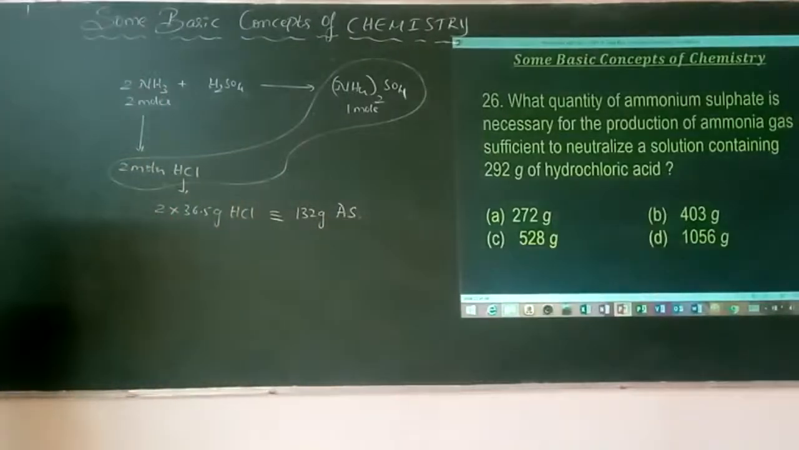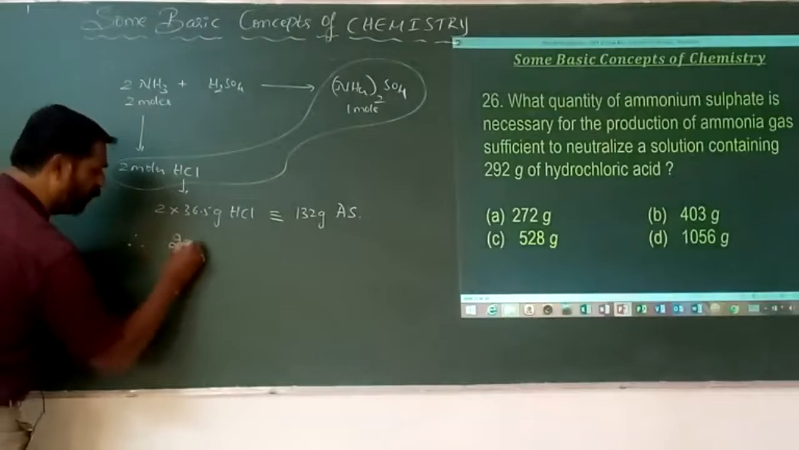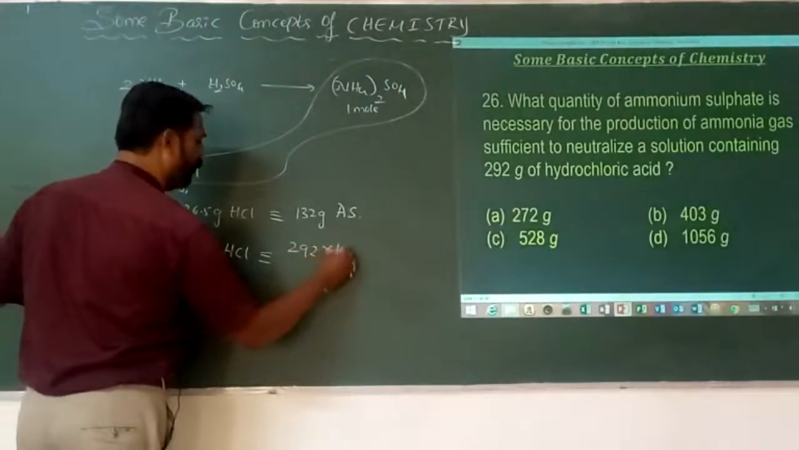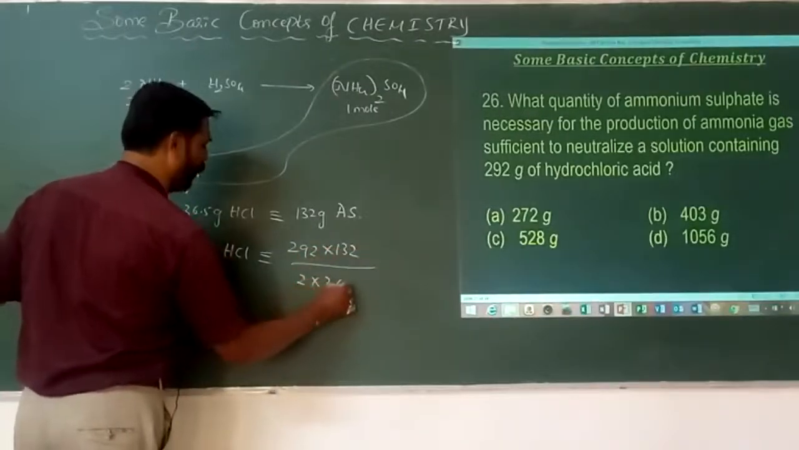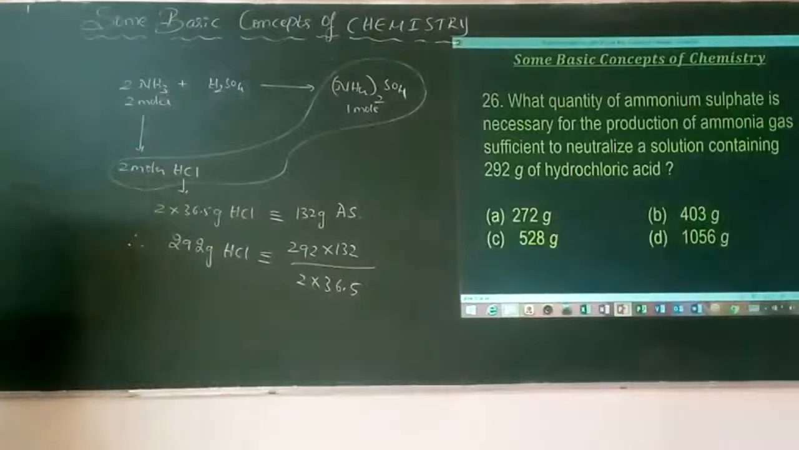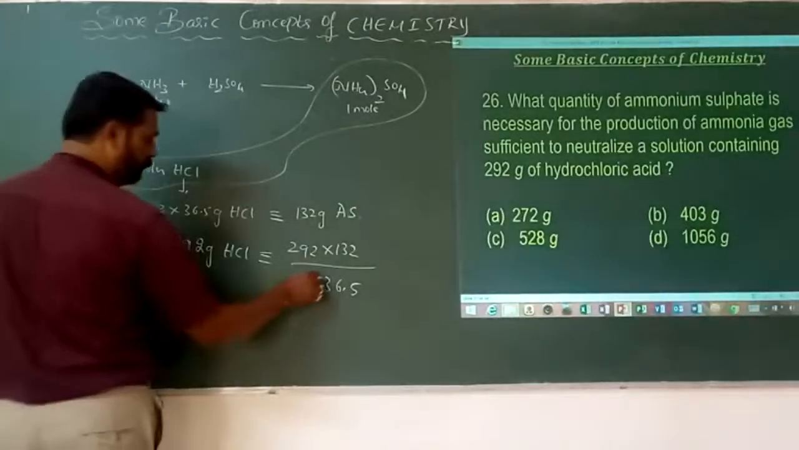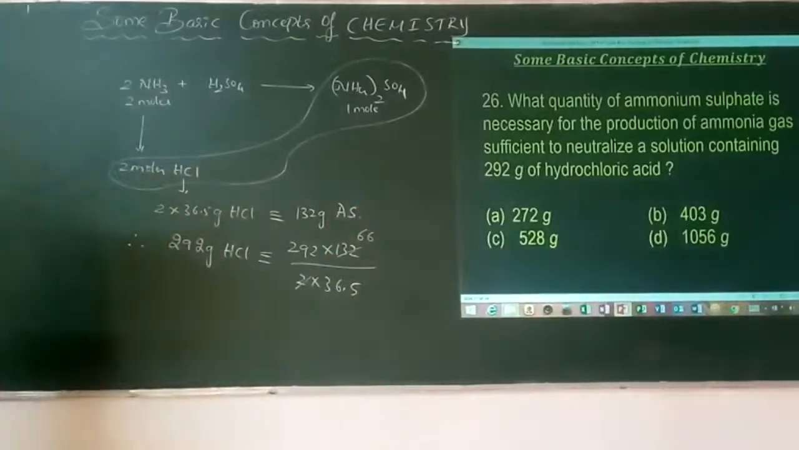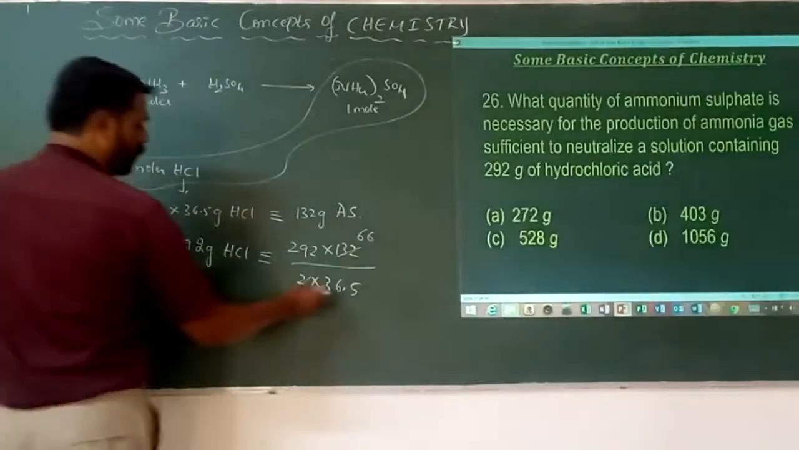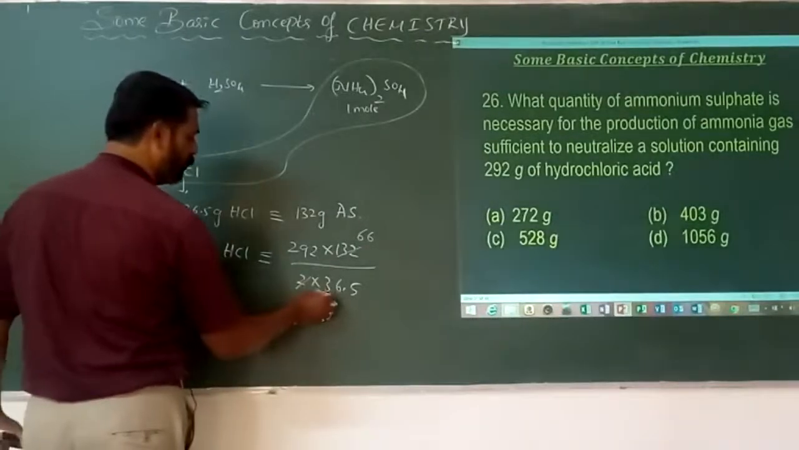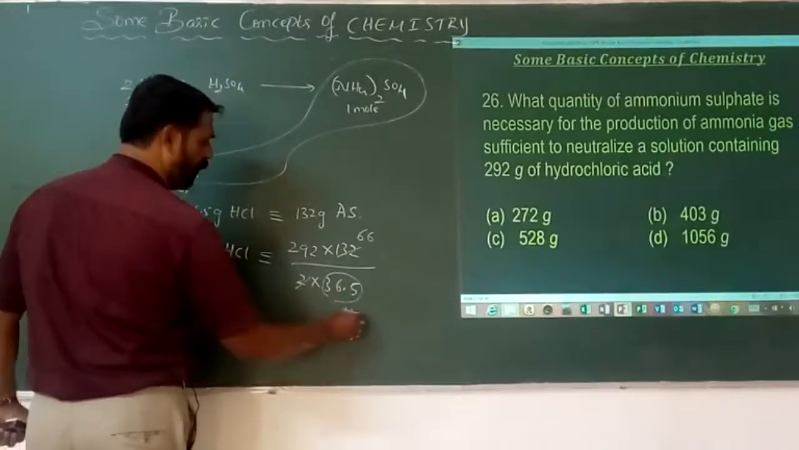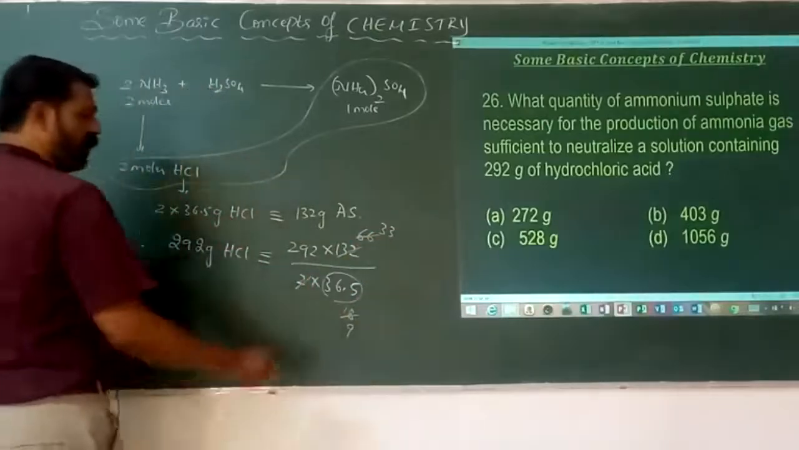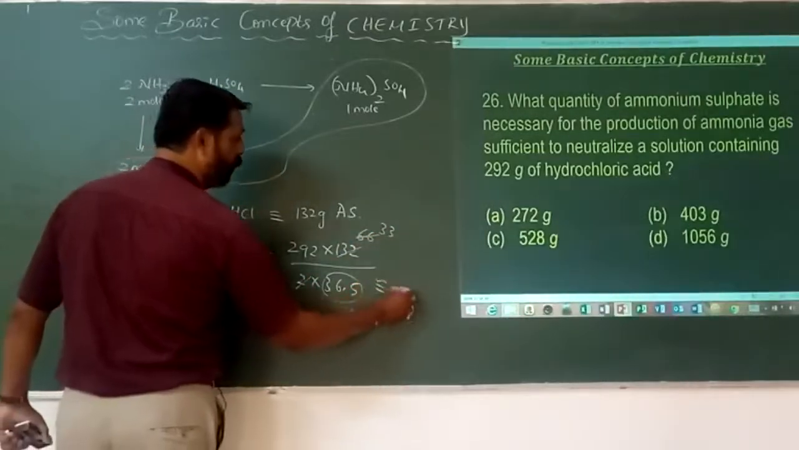132 grams of aluminum sulfate. But here, as mentioned, how much is it? 292 grams of HCl is equivalent to 292 into 132 divided by 2 into 36.5. So cancel to get the desired equation. Ones are, I think, 66. So assume that it is nearly 80. 80 means 9s are, here it is 33s are. On simplification, we are getting 520.